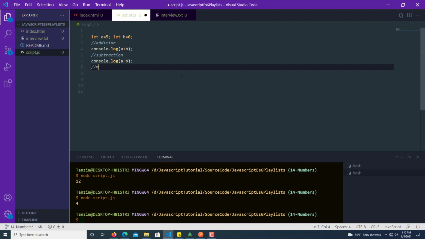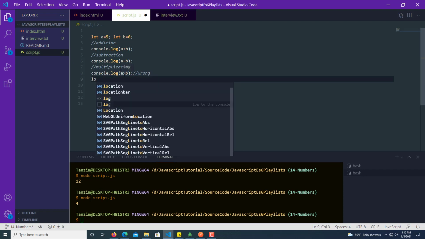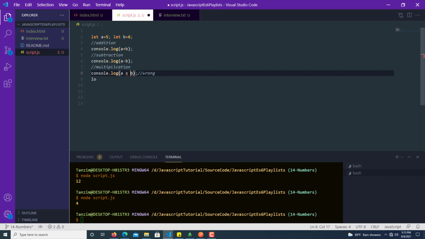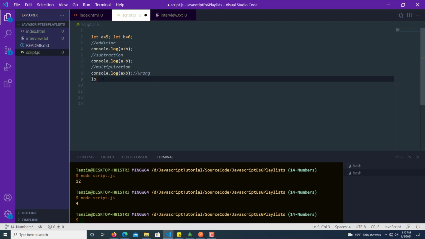And multiplication. Now here you need to note something. You can't write A into B. Okay, this is wrong. Even if you do it like this, it gives us a bad error. Instead, you would write it differently. Now let us look at what error.